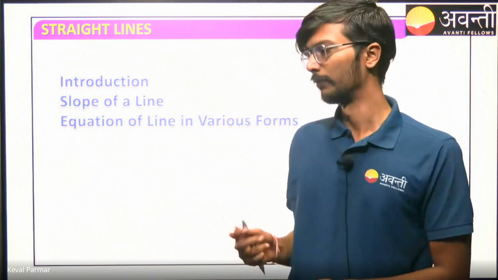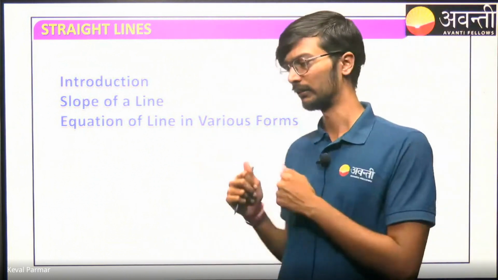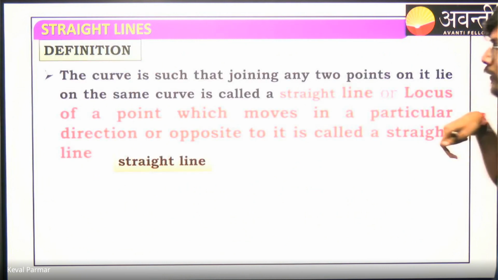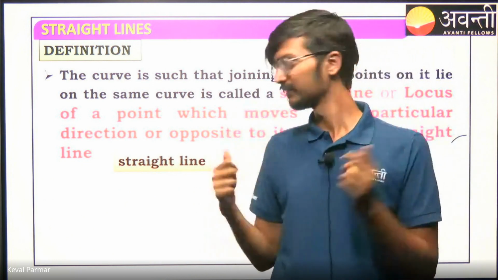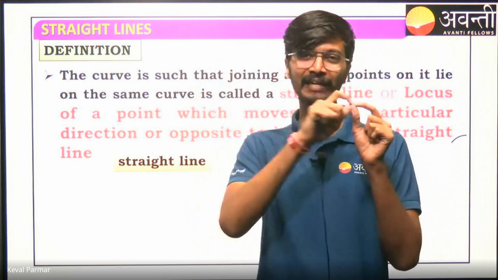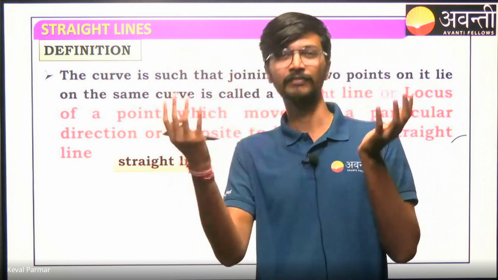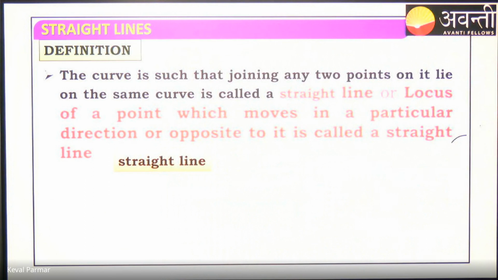Okay, superb. So let's start with the first topic, which is introduction. Let's see what is meant by a straight line. We all know what is the definition of straight line, but still to formally define a straight line, you can say that if there are 2 points on xy plane and if we try to join them, then the figure or the curve that we get is called a straight line. Correct? Let's see further.